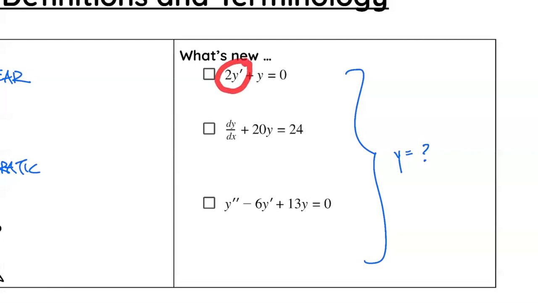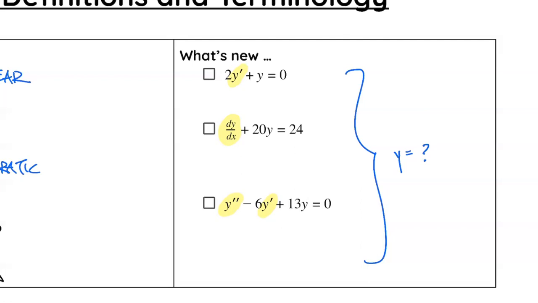Now look at this. They have a derivative in it. So here we have our y prime, that's a derivative. Here we have dy/dx, that's like another way of saying derivative, right? And the last one, we have y double prime and y prime. And so we're going to be looking at a lot of different types of these equations that involve derivatives. That's why we call them differential equations, okay?